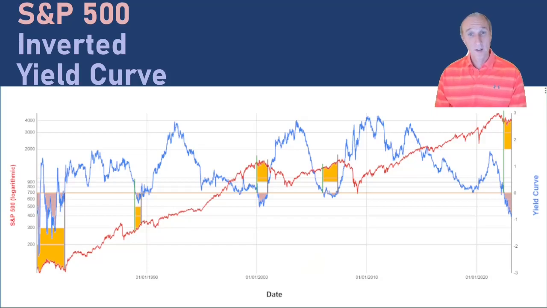Now, as an investor, you'd be most interested in the effect an inverted yield curve has on the stock market, rather than on the economy. So let's look at all the inverted yield curves of the past 43 years and see what the S&P 500 has done around them. This chart shows the S&P 500 in red and the yield curve in blue. The pink colored areas show when the curve has been inverted since 1980. The yellow areas make it easier to see what the S&P 500 has done during and around the inverted yield curves.